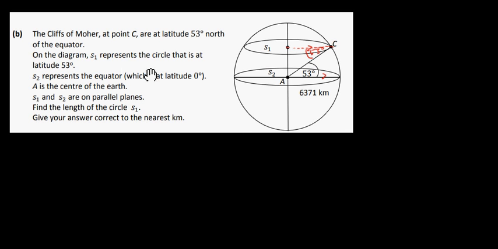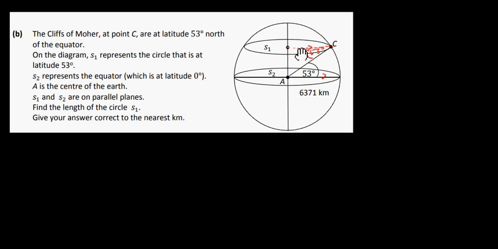And we're told that S1 represents a circle that is at a latitude 53 degrees. So this circle here is at a latitude where the cliffs of Moher are, 53 degrees north. S2 here is where the equator is. This is the equator, so that is at latitude 0. A is the center of the Earth here, and this point here is the center of S1. Now we're told that S1 and S2 are on parallel planes.